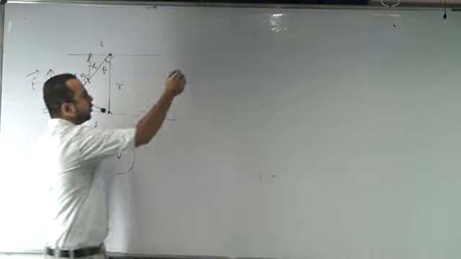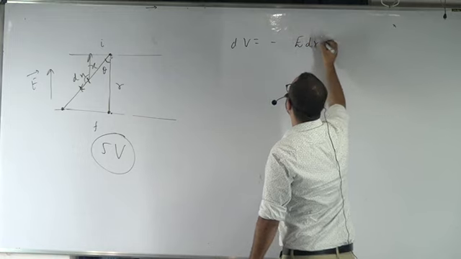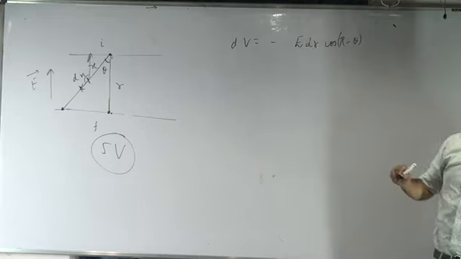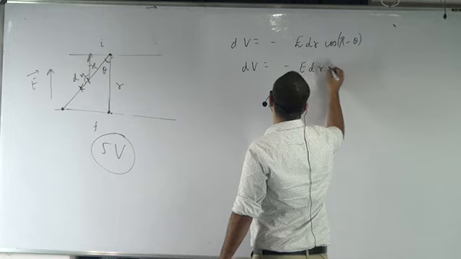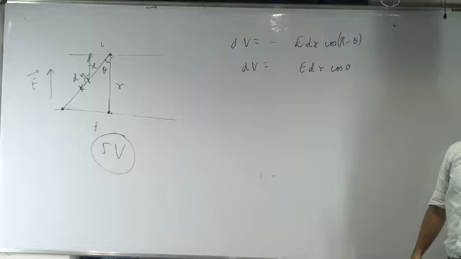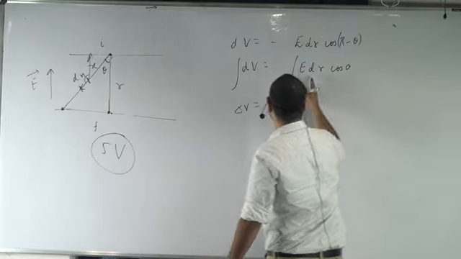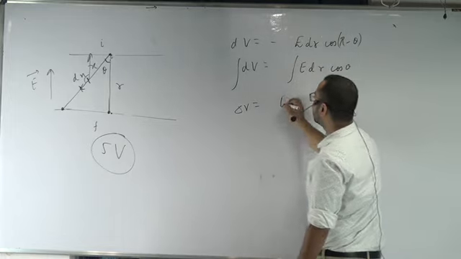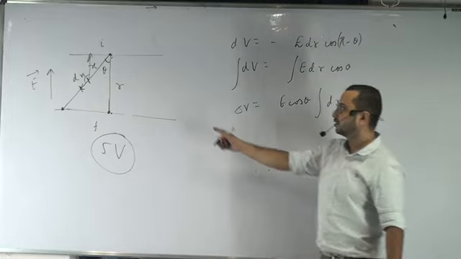Correct. So what is dV? dV is equal to minus E dr into cos of pi minus theta. What is cos of pi minus theta? Minus cos theta. So dV is equal to minus E dr cos theta. Sorry, minus चला जाएगा. dV is equal to E dr cos theta. Is that correct? So if we integrate this, delta V will come out to be, E is a constant, cos theta is a constant, correct? E cos theta comes out, and this will be the integral of dr. Integral of dr क्या होगा?